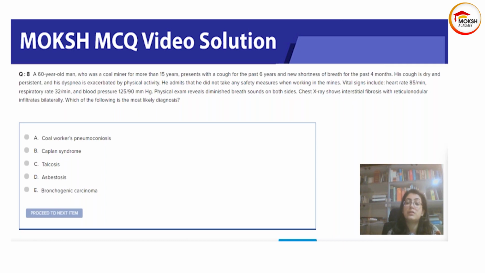His vitals are normal except respiratory rate, which is increased. Breath sounds are decreased on both sides. X-ray shows interstitial fibrosis with reticulonodular infiltrate bilaterally. Which of the following is the most likely diagnosis? Coal workers pneumoconiosis, Kaplan syndrome, talcosis, asbestosis, or bronchogenic carcinoma.